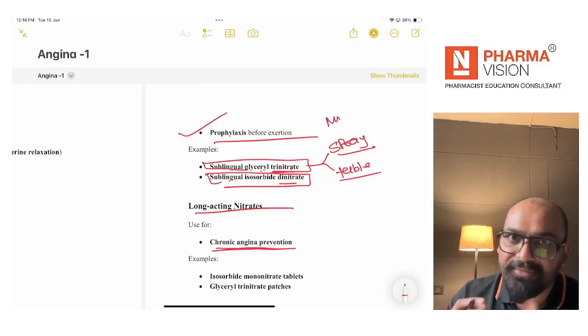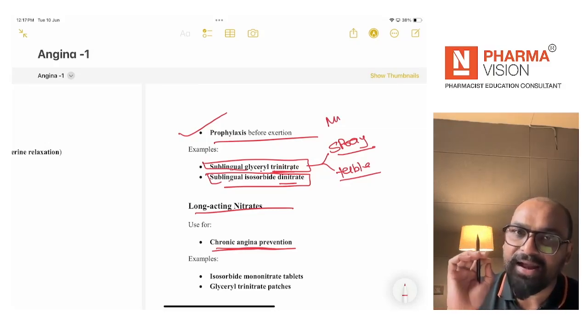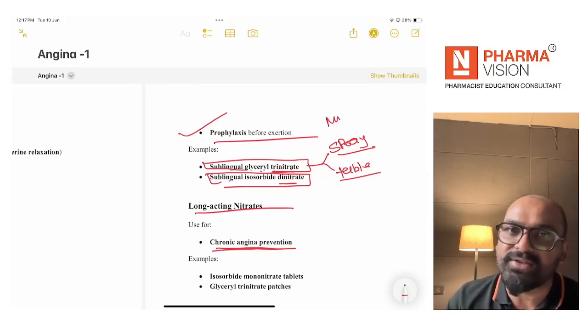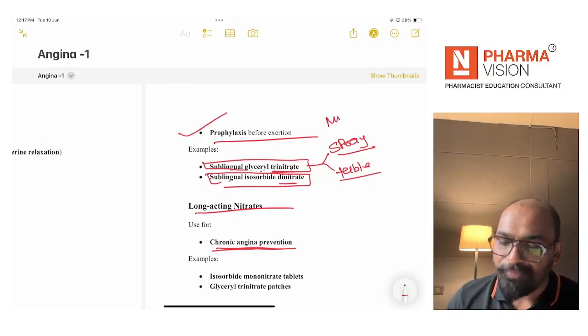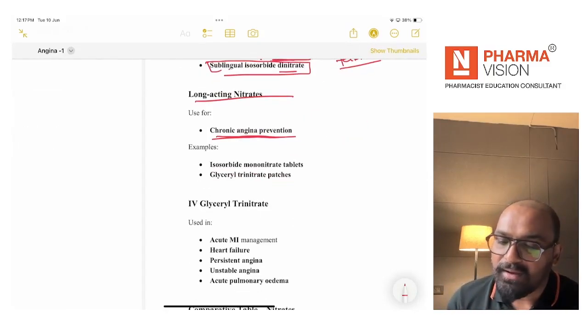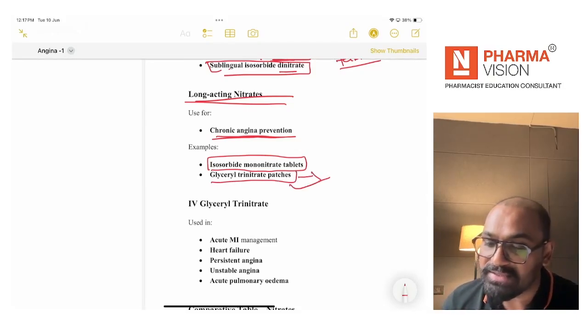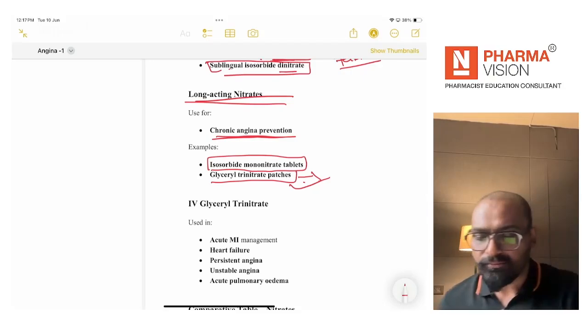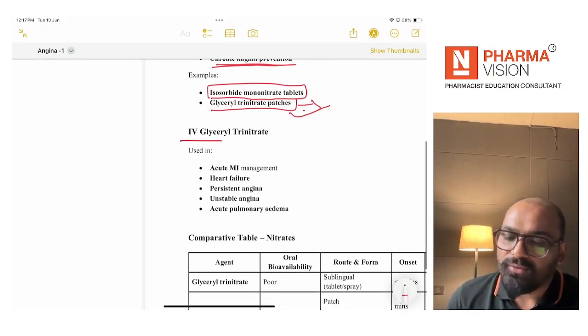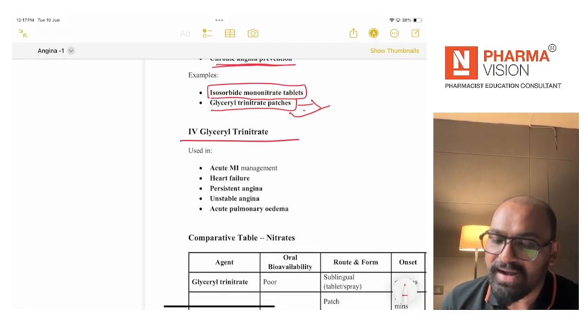Okay, 3 different types of nitrates: glyceryl trinitrate, isosorbide dinitrate, and isosorbide mononitrate. Now, for long-acting use we use the isosorbide mononitrate tablets or glyceryl trinitrate transdermal patches. Okay, and also we can use the IV glyceryl trinitrate.